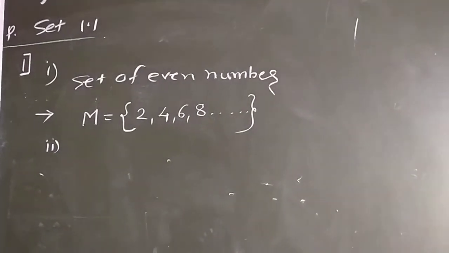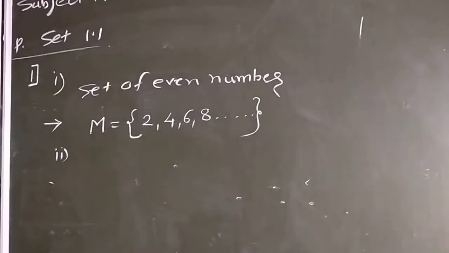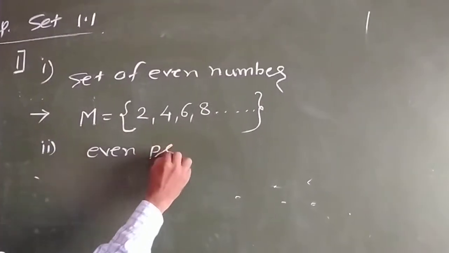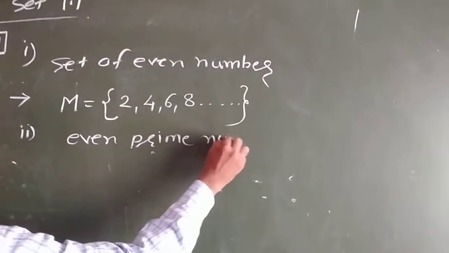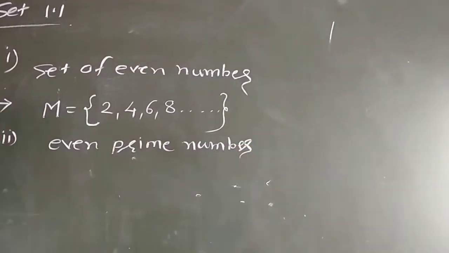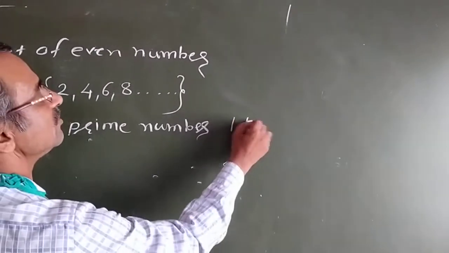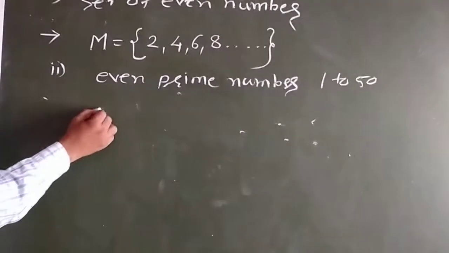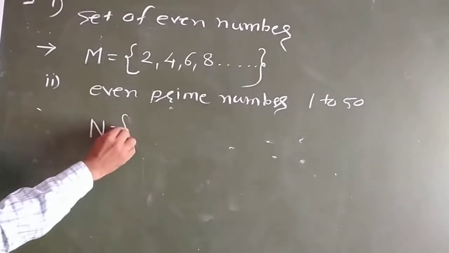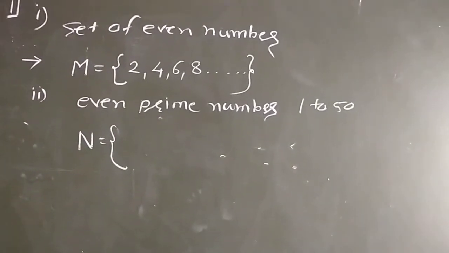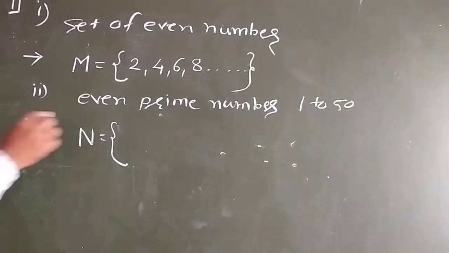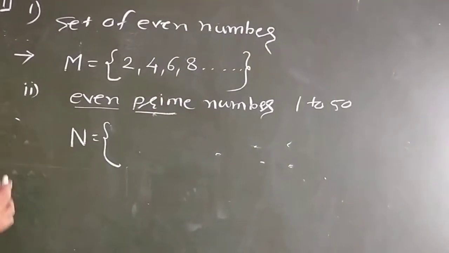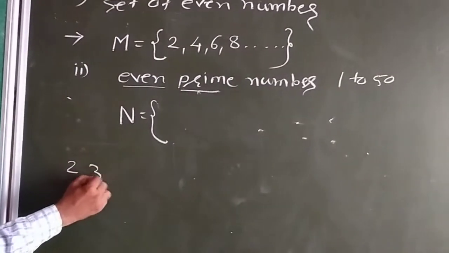Then second, set of even prime numbers between 1 and 50. We know that 2 is the only number which is a prime number as well as an even number. Other than 2, 3 is also a prime number.